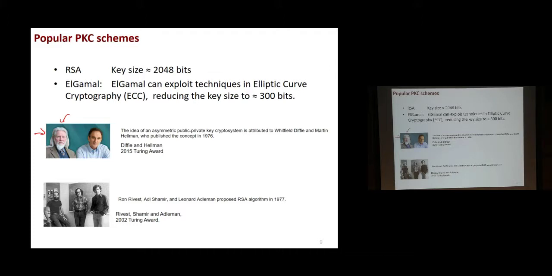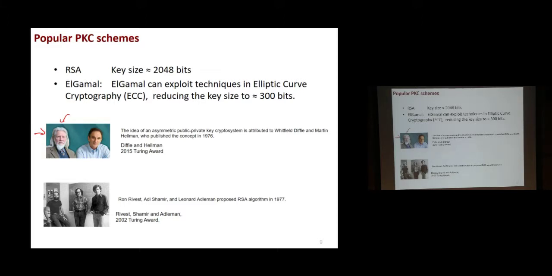They proposed the idea. They said that it's nice to have this scheme, but at that time they could not realize it. They said nice to have, but they didn't have a scheme that achieves that. Then a few years later, Rivest, Shamir, and Adleman proposed the RSA algorithm in 1977. And in 2002, Rivest, Shamir, and Adleman received the Turing Award, mainly because of this algorithm.